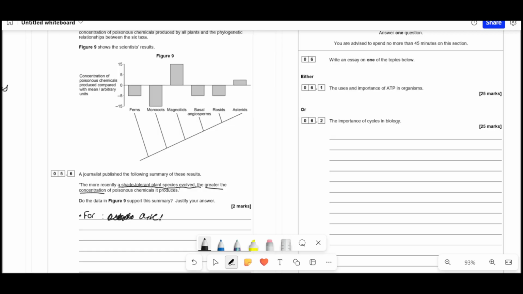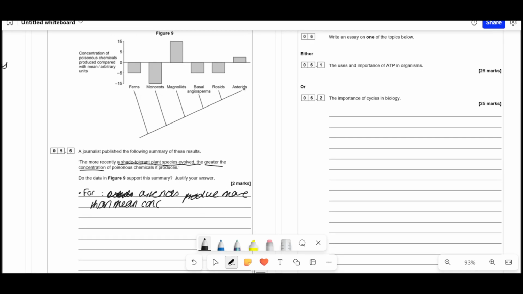Asterids produce more poison than the mean concentration. So it supports the statement because that's the most recently evolved and they're making more than the average. But if you look at the ones before it, rosids and angiosperms actually make less. The rosids and angio, I'll write angio for short, produce less.